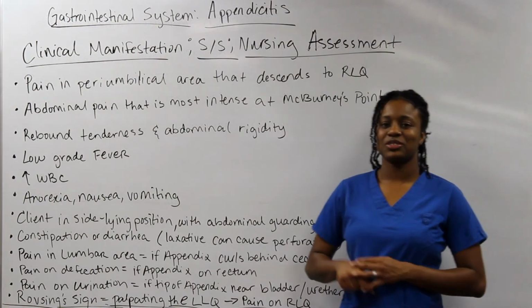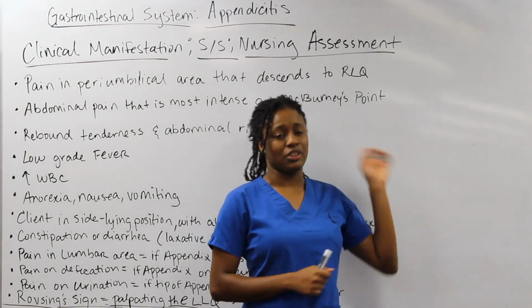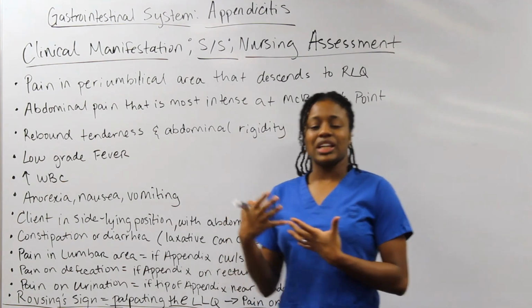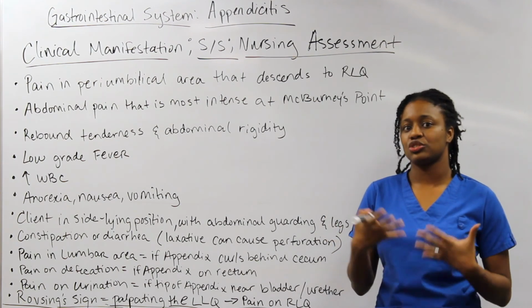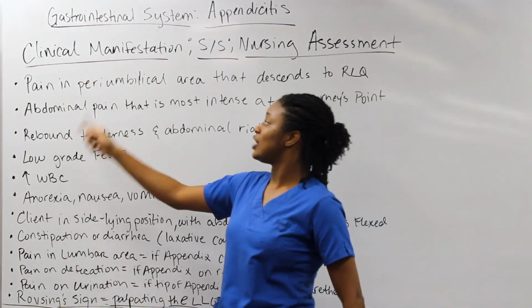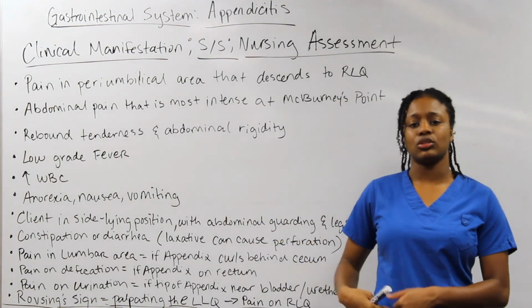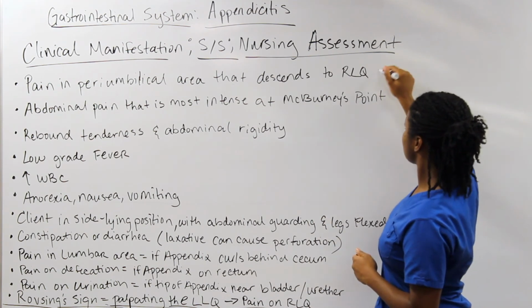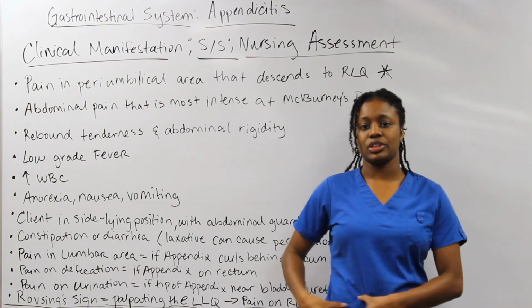All right, so now we have the clinical manifestations, also known as your signs and symptoms, also known as your nursing assessment for appendicitis. So with appendicitis, the main thing is going to be pain, pain, and pain. So you want to make sure that you're paying attention to your patient, okay? You're going to have pain in the periumbilical area that descends to the right lower quad. The main famous thing right here, I'm going to put a star next to it, is the right lower quad, where you're going to feel the pain.